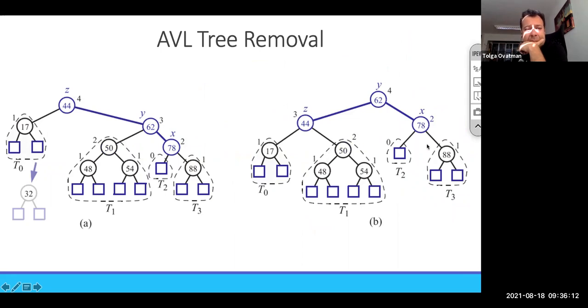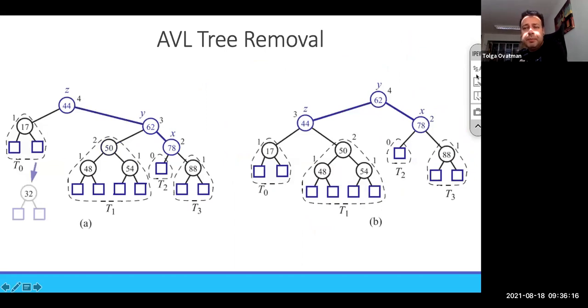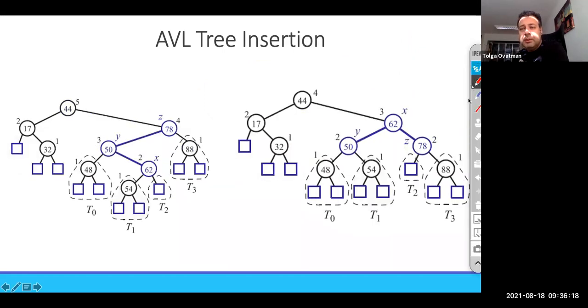All right, so yeah, this is a removal. So if you remember, this was our tree, and let's say we remove this. Removing this one will make the tree directly unbalanced, because you see, then the depth of this one will be 1, and the difference between these two will be 2.